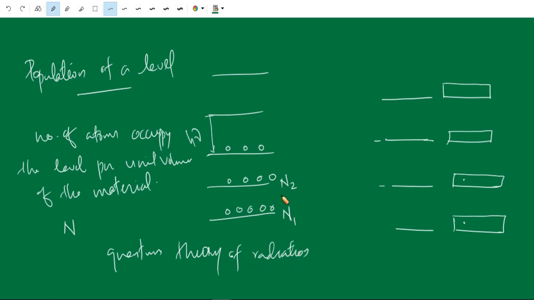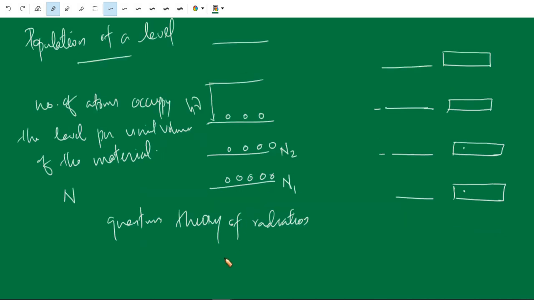Okay, what is the quantum theory of radiation? Light, meaning light energy, is composed of a large number of packets of energy. Each packet is called one quantum of energy. The energy of light is equal to N h nu. So this is the quantum theory of radiation. Each quantum of light is called a photon.